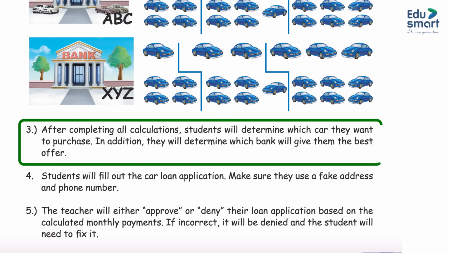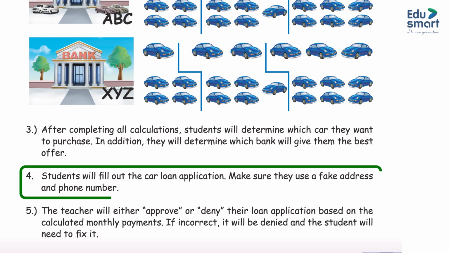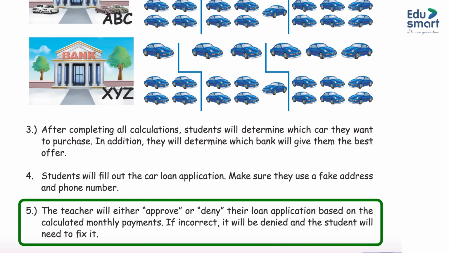3. After completing all calculations, students will determine which car they want to purchase. In addition, they will determine which bank will give them the best offer. 4. Students will fill out the car loan application. Make sure they use a fake address and phone number. 5. The teacher will either approve or deny their loan application based on the calculated monthly payments. If incorrect, it will be denied and the students will need to fix it.